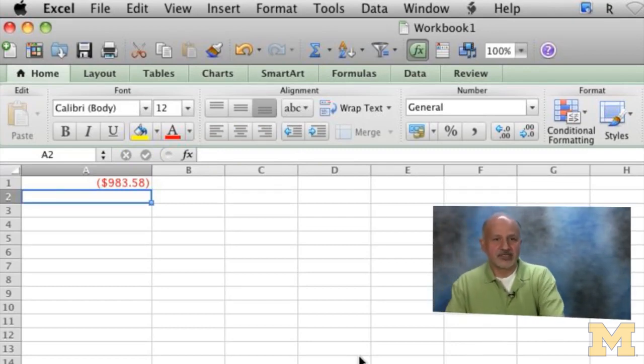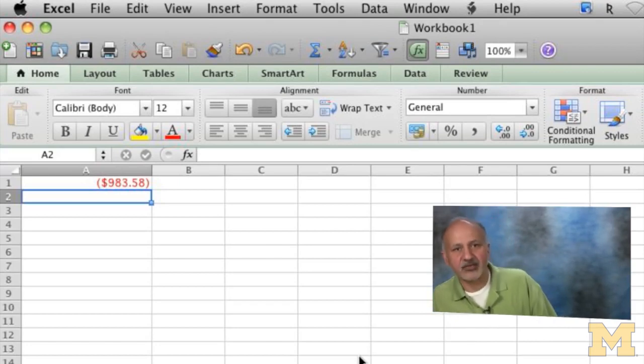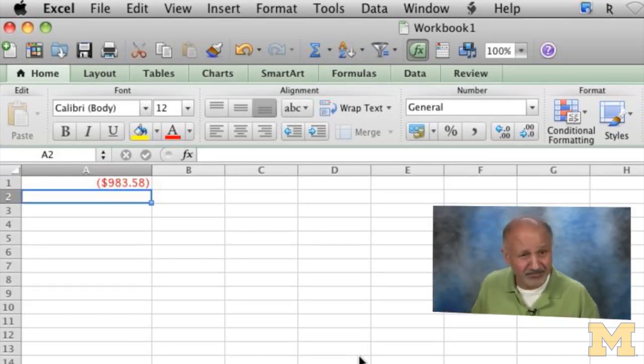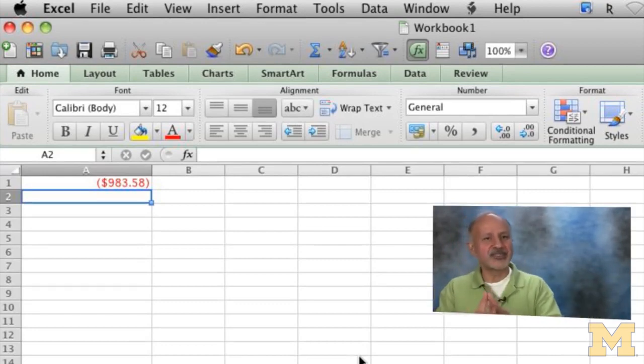Now what you'll notice is it's showing up in red. You're noticing $983 and some cents. By the way, I'm not interested in cents here, right? So I'm not even interested in the answer so much. I'm interested in you understanding why I used Excel.